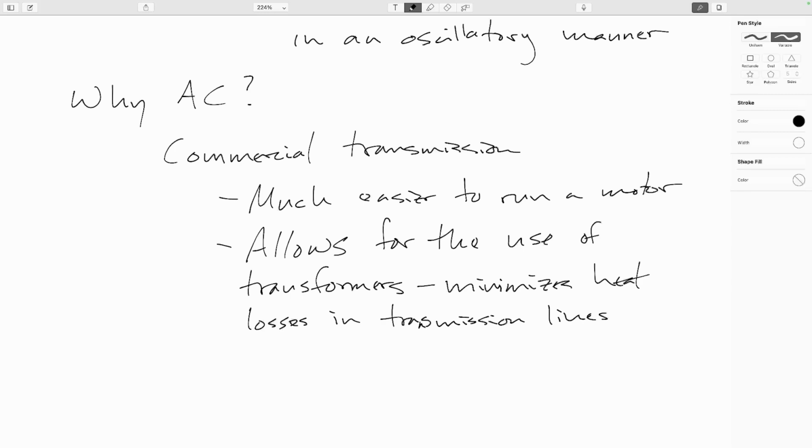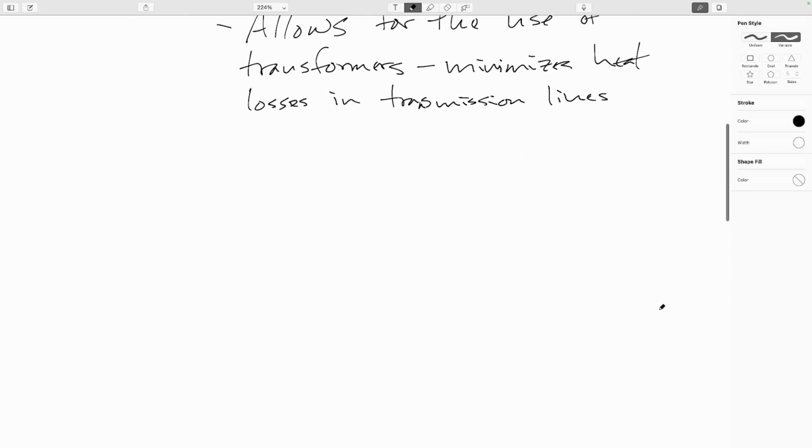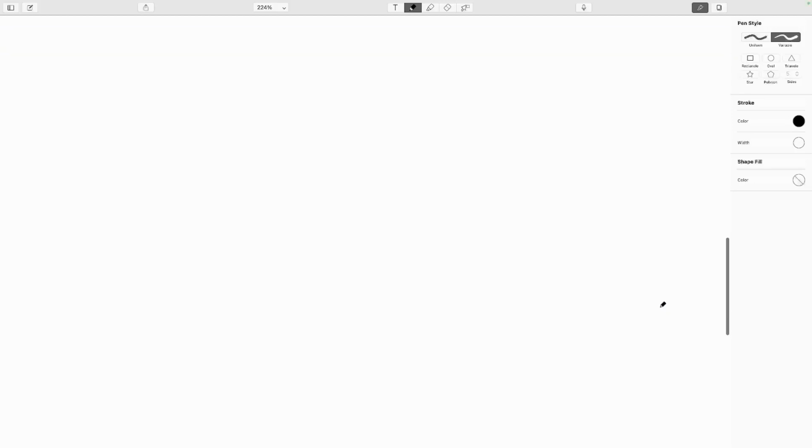All right. So with that, let's go ahead and just start by describing the EMF of an AC source. So this could be just literally plugging into your wall. The voltage across the prongs in the outlet.